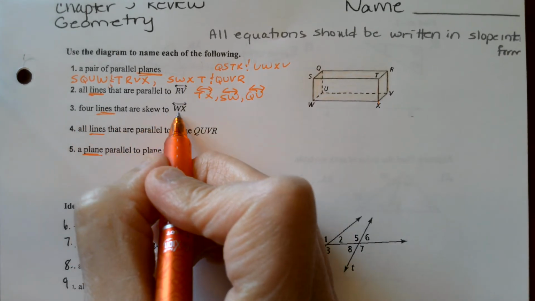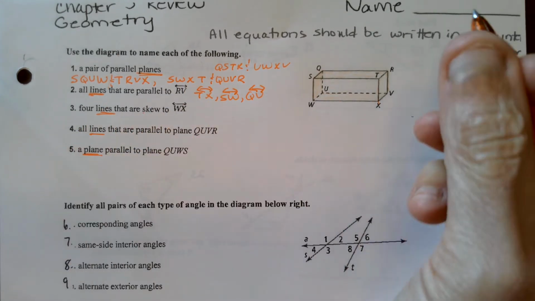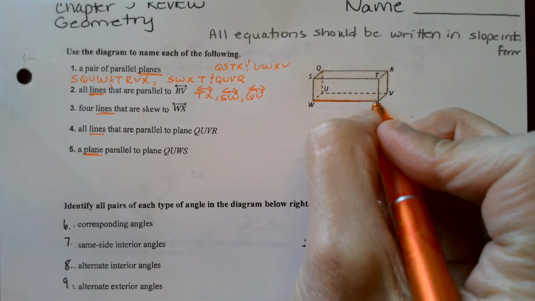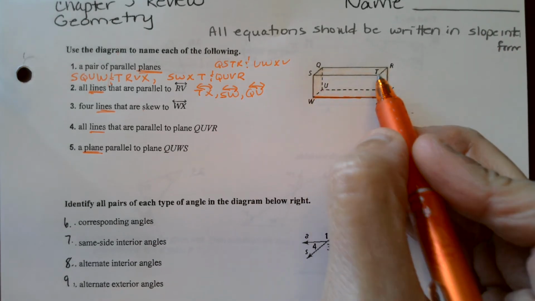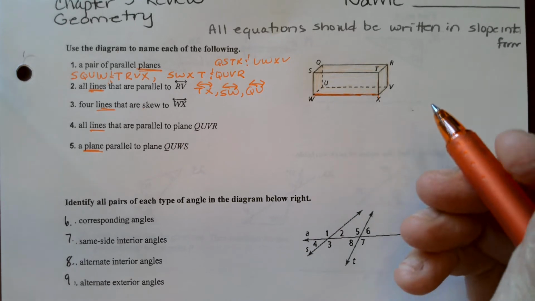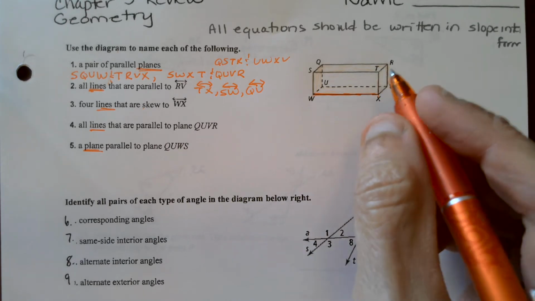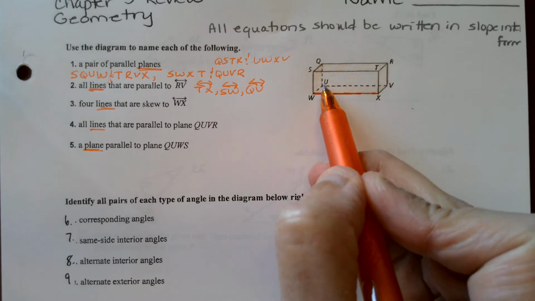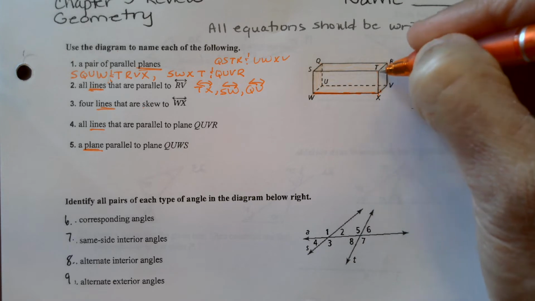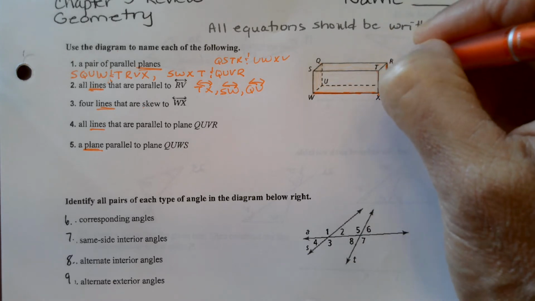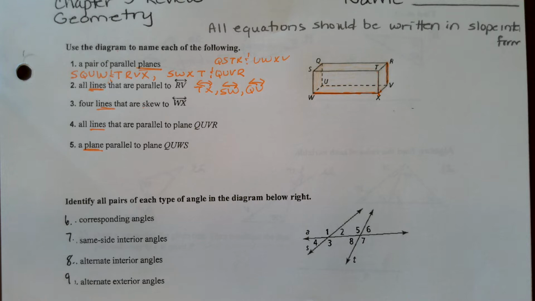Now we need 4 lines that are skew to WX. So I'm going to highlight WX. So skew, again, remember means they're not parallel and they never touch. Okay, so they can't be in the same plane. So ST would not be correct because it's parallel. So I need something that's not parallel. And this is parallel, QR, and so is UV. So none of those are options. TX is also not an option because it intersects at X. So RV would be one of them.